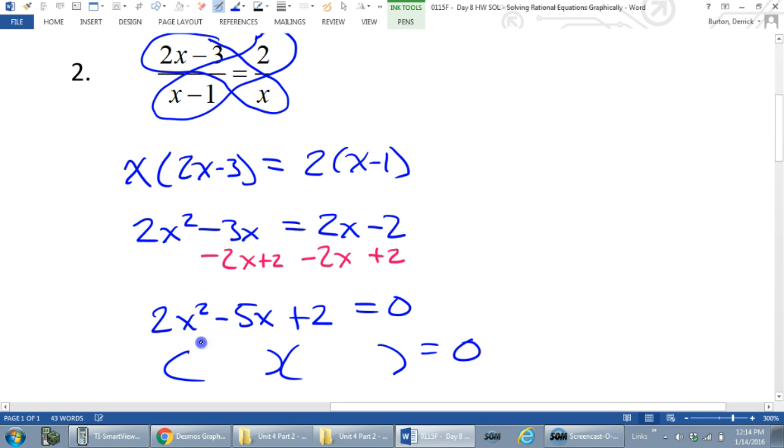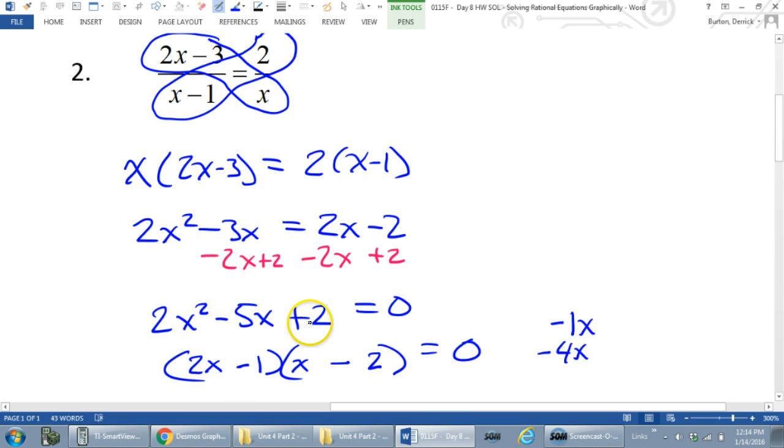If I try to factor this, 2x squared can only factor as 2x and x. 2 can only factor as 1 times 2. And then I think inner plus outer must equal middle. Inner, I have 1x. Outer, I have 4x. I'm trying to get a middle of negative 5. Both of these would have to be negative to make negative 5.